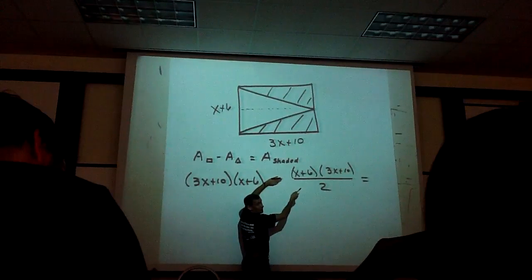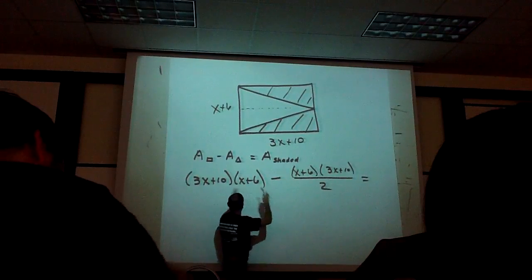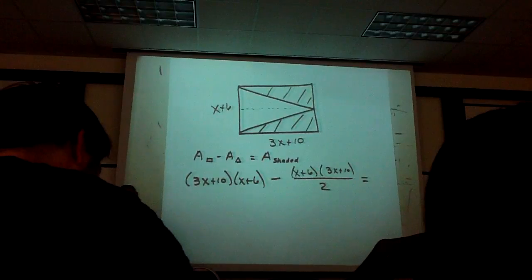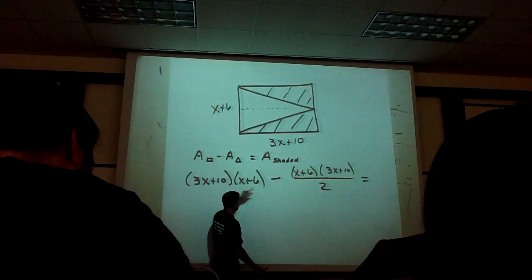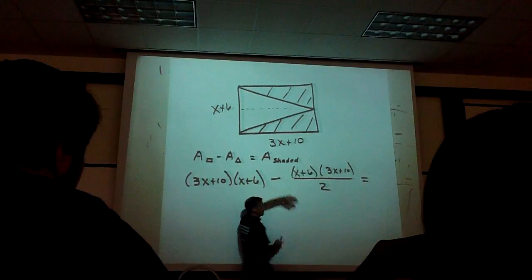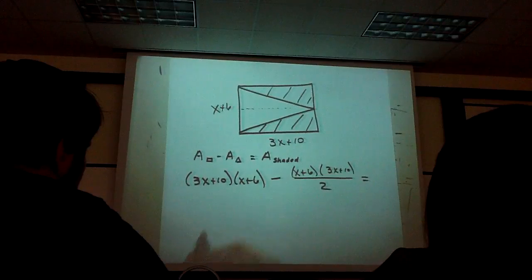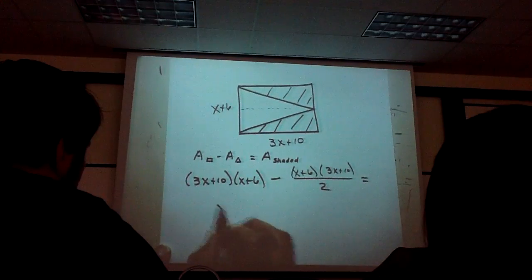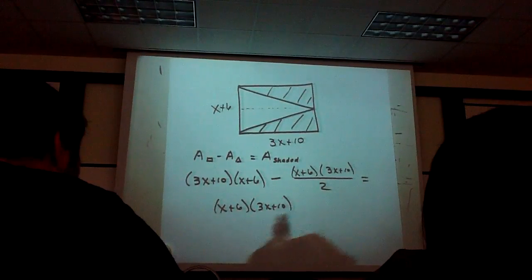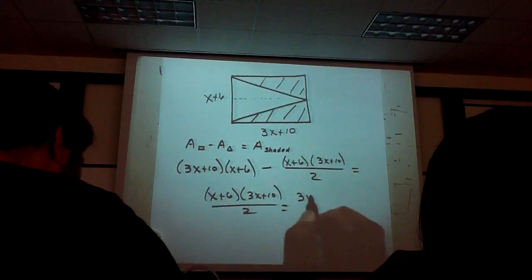There's half the something. So I can go through all the configurations, multiply that, divide it by 2, subtract and stuff. Or I could just say, you know what? Something minus half of something is half of something. There's my area right there. So my answer is x plus 6 times 3x plus 10 over 2. So give me a 6 squared.